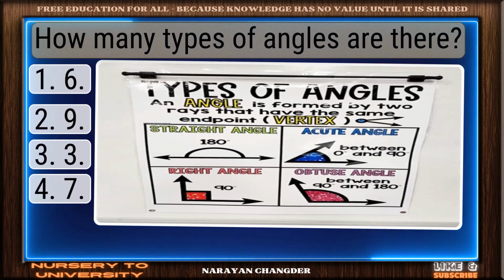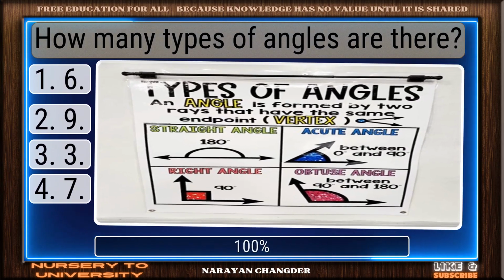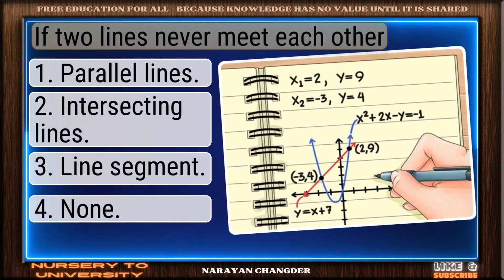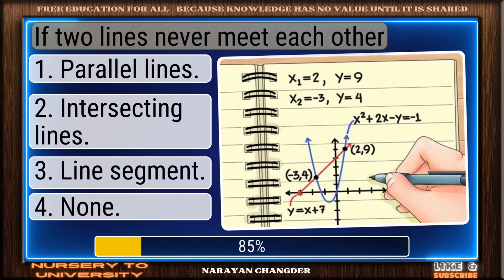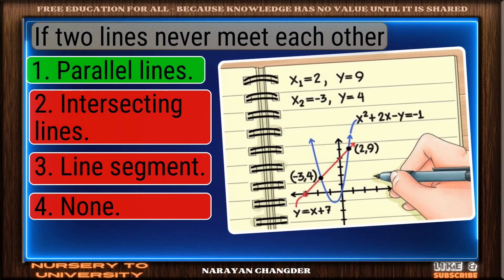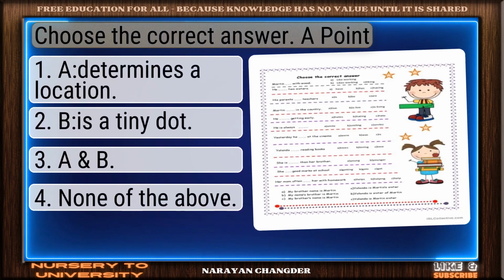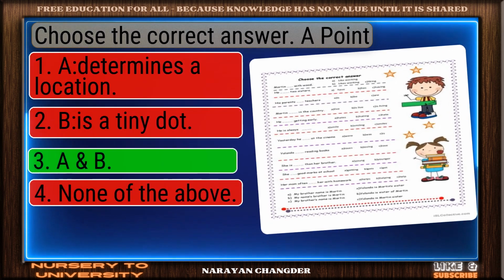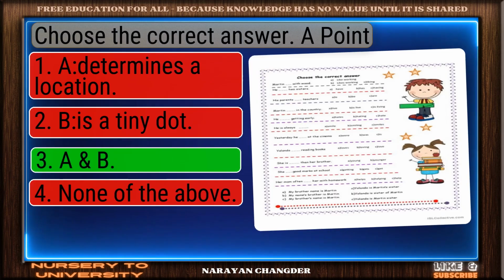How many types of angles are there? Well done. 7 is the right choice. If 2 lines never meet each other. Well picked. Parallel lines is the correct answer. Choose the correct answer. A point. Nice selection. A and B is the correct and valid answer.